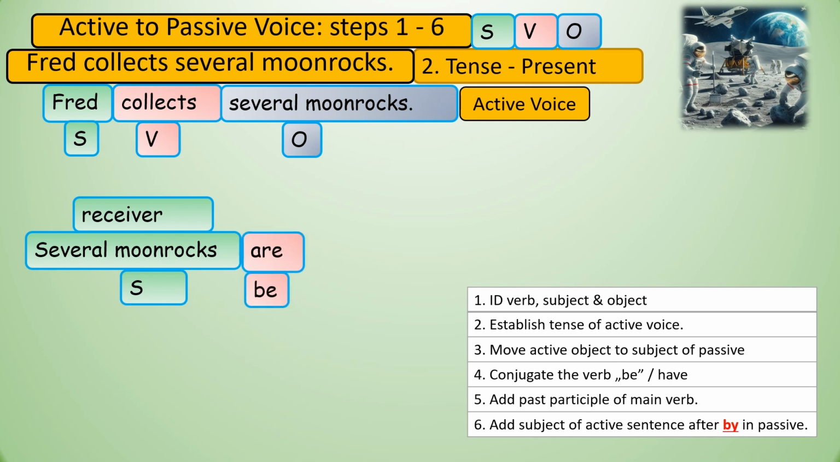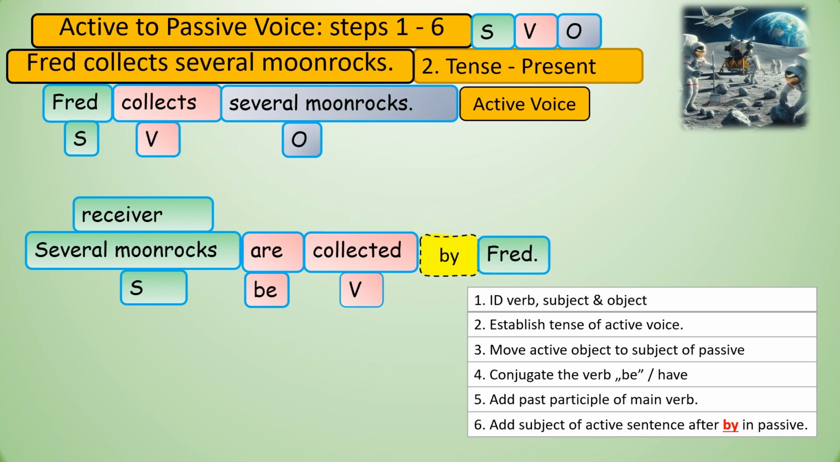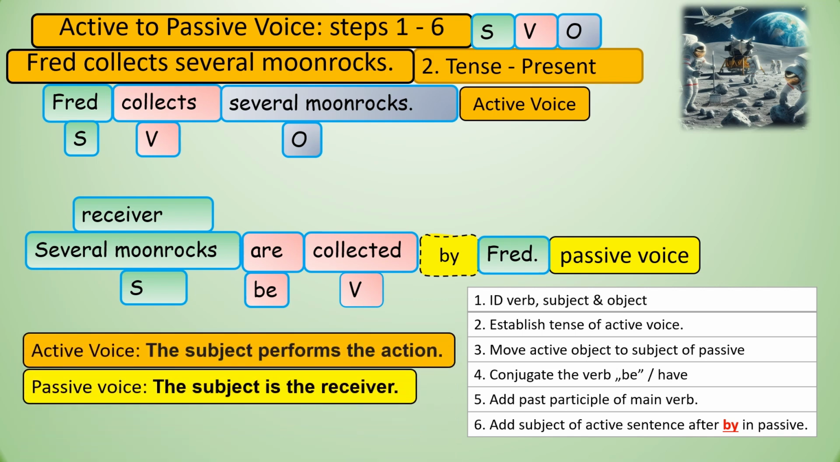Now for our conjugate, the verb be, it's present tense, it's plural, so it's are. Now add the past participle of the verb collects. It becomes collected. After that we put by, and then we conclude with the subject of the active sentence, which is called the agent. And again, we have at the bottom here, active voice, the subject performs the action, and passive voice, the subject is a receiver of the action.